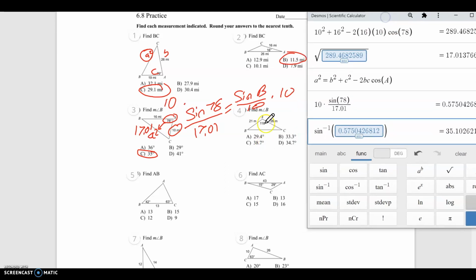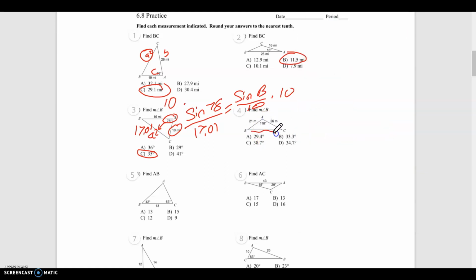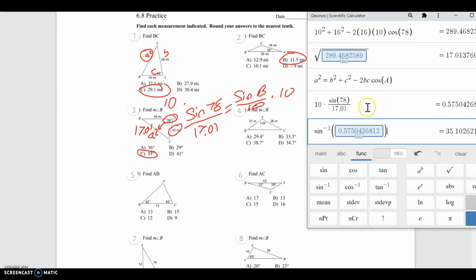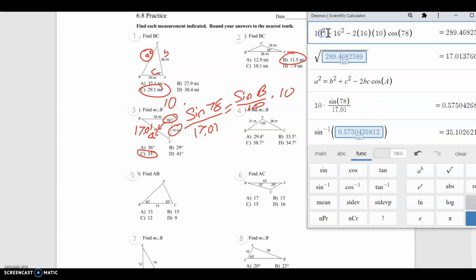So let's see what's given. I need to figure out what this side is so that I could use law of sines. To do that, I'm just replacing in that Desmos calculator what was given to me. We have a side length of 21, so this is 21 squared. We have a side length of 26, that's 26 squared, minus 2 times 21 times 26 times cosine of 118, square root. I get 40.3, so that right there is the side length.